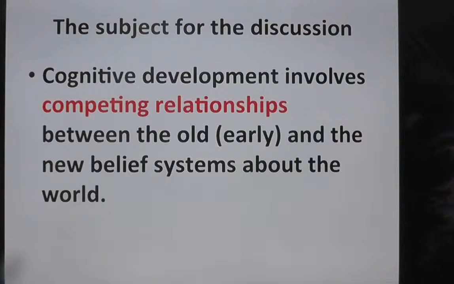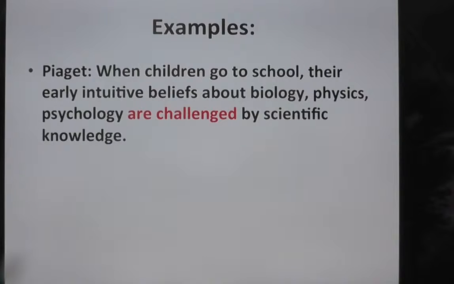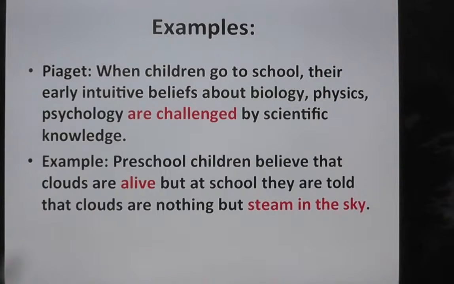Cognitive development involves competing relationships between the old, early, and the new belief systems about the world. For example, Piaget stated that when children go to school, their early intuitive beliefs about biology, physics, psychology are challenged by scientific knowledge. For instance, preschool children believe that clouds are alive, but at school they are told that clouds are nothing but steam in the sky.